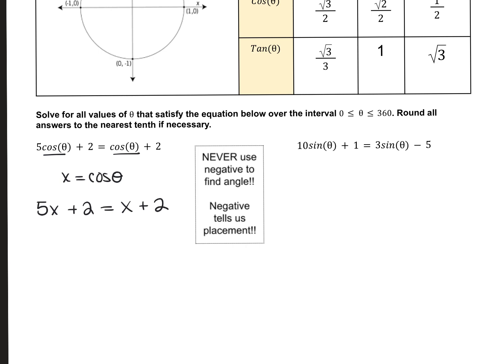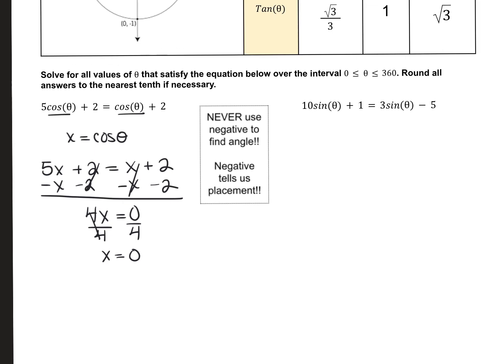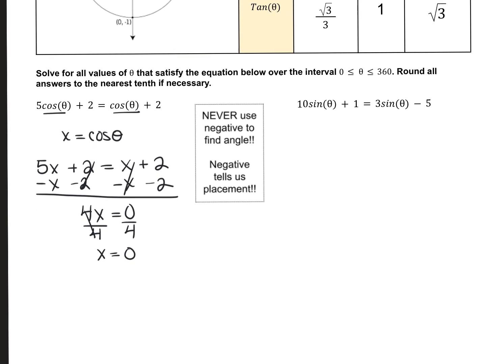And what I would do is solve the equation for x. So we would minus x on both sides, and then we would subtract 2. So you would get 4x equals 0 and divide by 4, and you would simply get x equals 0. So since we solved the equation now in x's, we're going to put what we let x equal, and we're going to put it back in.